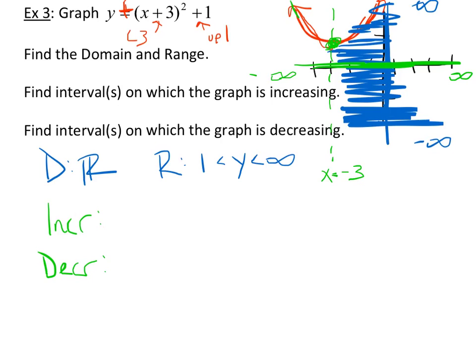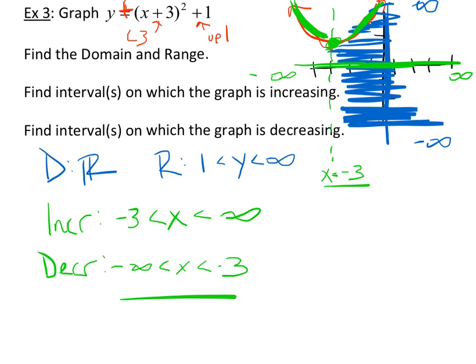Now, from the left to that point, I'm decreasing. I'm going down. Decreasing from negative infinity to negative 3. Notice how the notation doesn't change. It's the same every time. What changes, though, is what the x values are. And then increasing. From that low point, I'm increasing all the way out. And that continues all the way up and all the way over. That's from negative 3 to infinity. So there's all the information that you're going to need for this type of problem right now. Let's take a look at the next example.